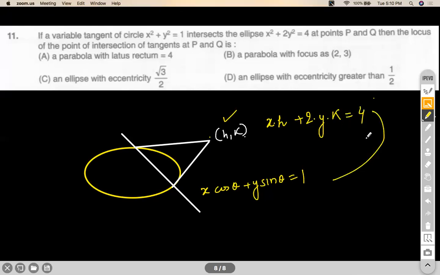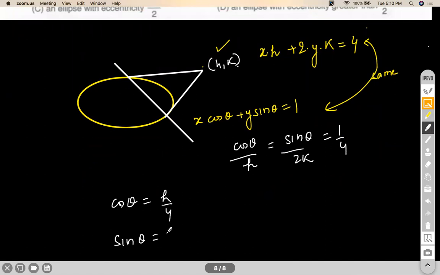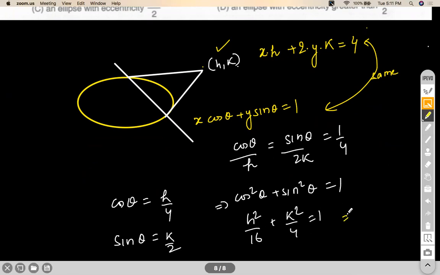Now both these equations are same as per our question. So I can say cos theta by h is equal to sine theta by 2k is equal to 1 by 4. In other words, you eliminate theta from here by using the fact that cos theta is h by 4, sine theta is k by 2. So using the fact that cos square plus sine square is going to be 1, it's very simple. h square by 16, k square by 4 is equal to 1, which means x square by 16, y square by 4 is equal to 1.